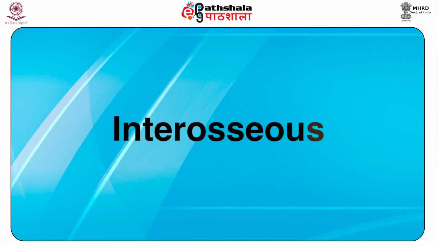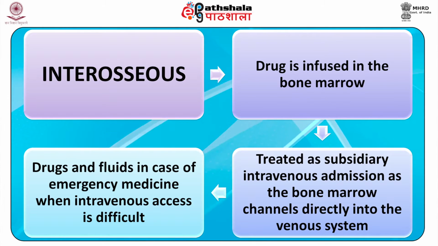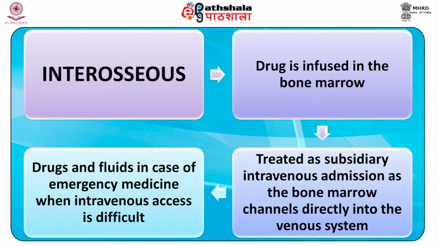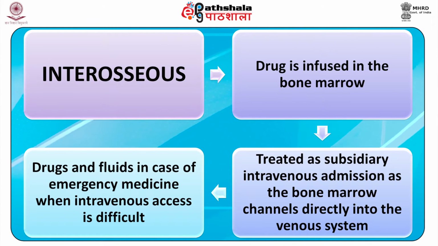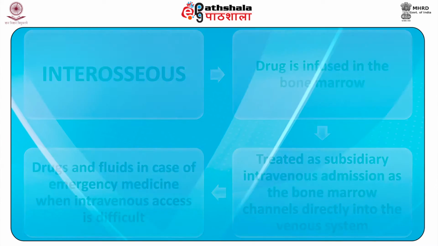Fourth is interosseous. This is related with the infusion of drug in the bone marrow. It is treated as subsidiary intravenous admission as the bone marrow channels directly into the venous system. This route is generally used for drugs and fluids in case of emergency medicine when intravenous access is difficult.